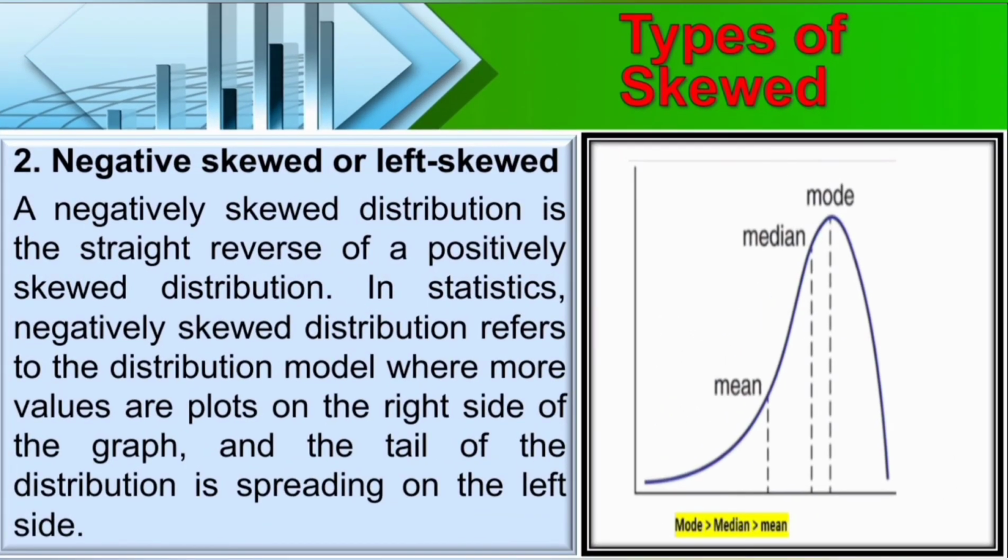Types of skewness, number 2: negative skewed or left skewed. A negatively skewed distribution is the exact reverse of a positively skewed distribution. In statistics, negatively skewed distribution refers to the distribution model where more values are plotted on the right side of the graph, and the tail of the distribution is spreading on the left side.